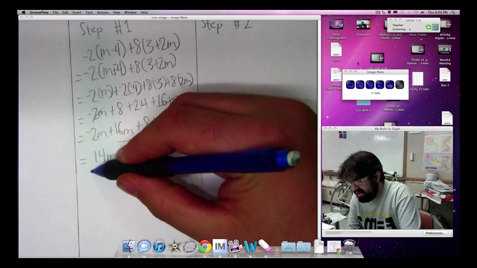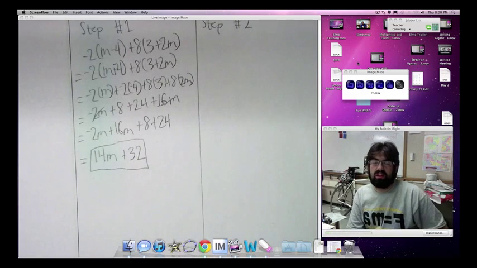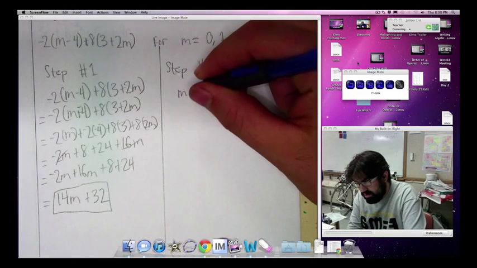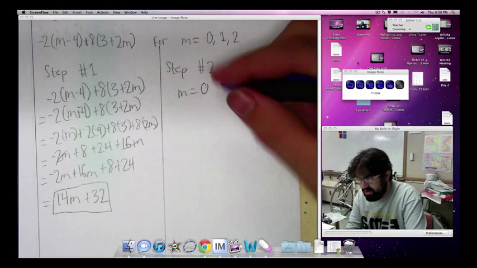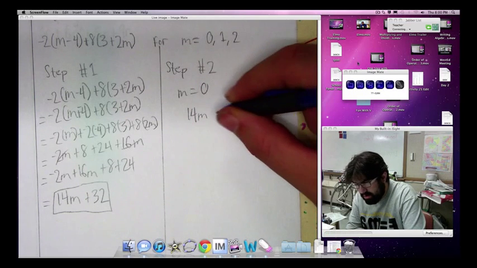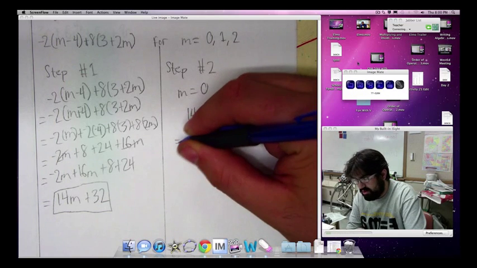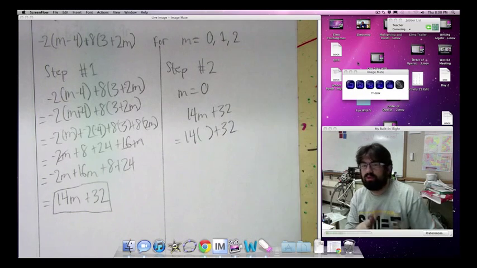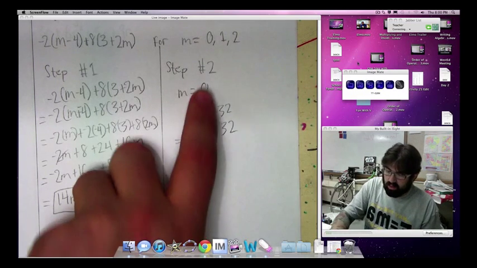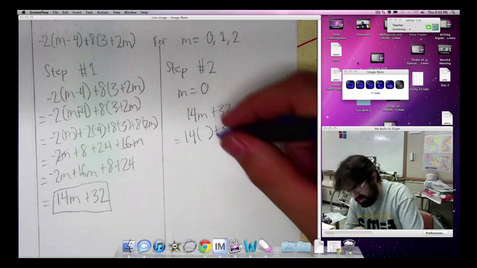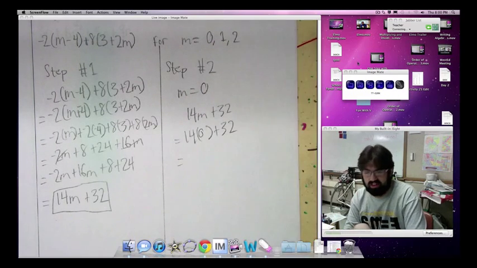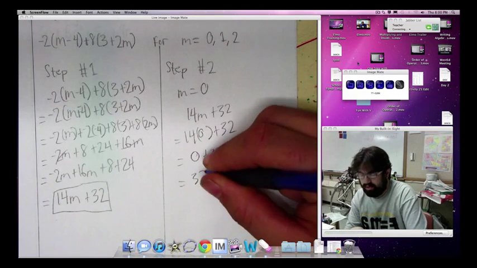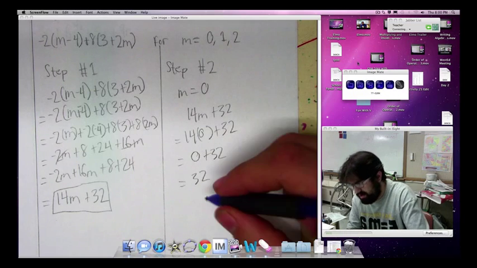I've simplified the expression. Step 2 is actually plugging in different numbers. So for m equals 0, this is way easy now. Watch. 14m plus 32 is equal to 14 times whatever m is. Whatever m is, I can make that 0. I can make it 1. I can make it 2. So I'm going to make it 0 first. 14 times 0 is 0 plus 32, which is equal to 32. Done.